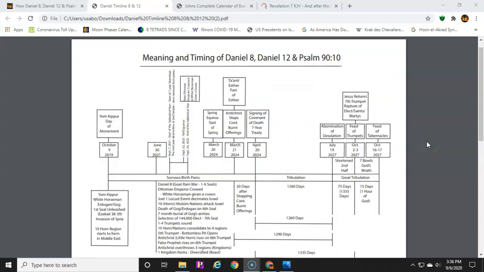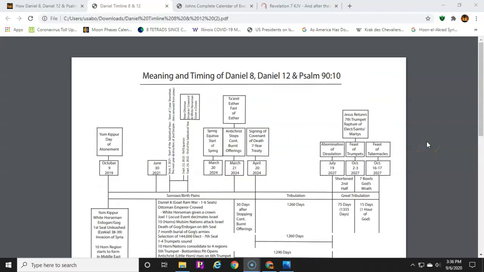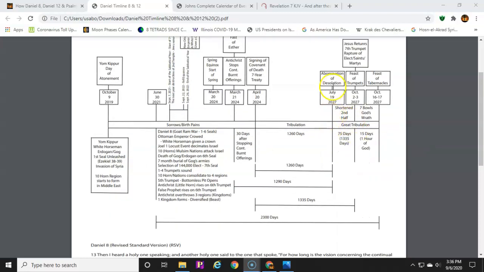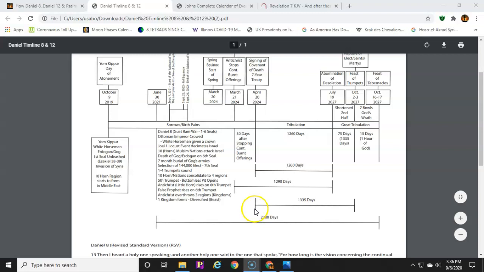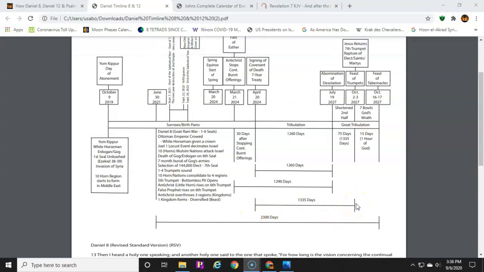And so that's what I keep talking about, this small Daniel 8, 12, and Psalm 90 chart. After that abomination occurs, he talks about those 1335 days. He talks about it from the signing of the treaty and how his people are going to have a shortened half. His saints, his martyrs, his elect are going to have a shortened half to make it to the end, or there won't be any of them left. And so he cuts that down to 75 days.